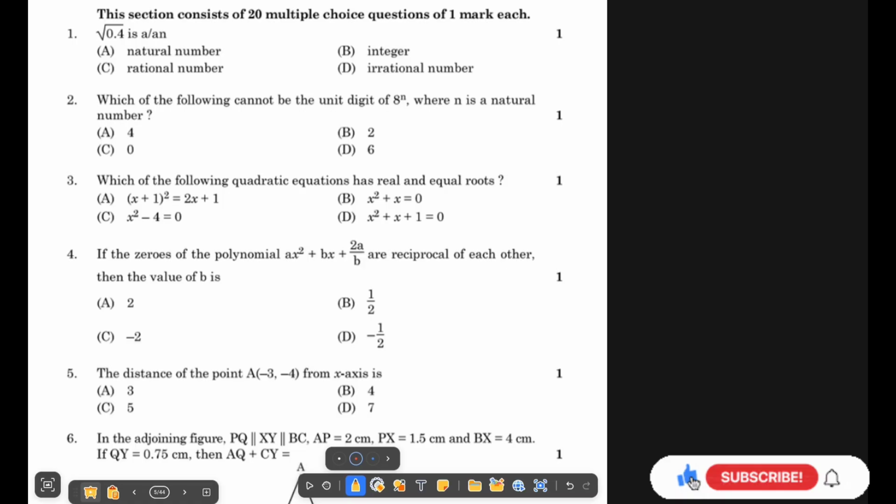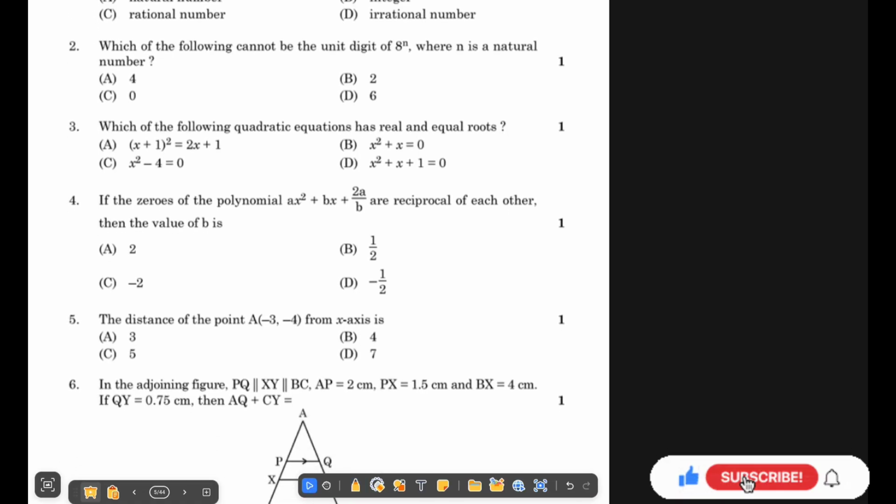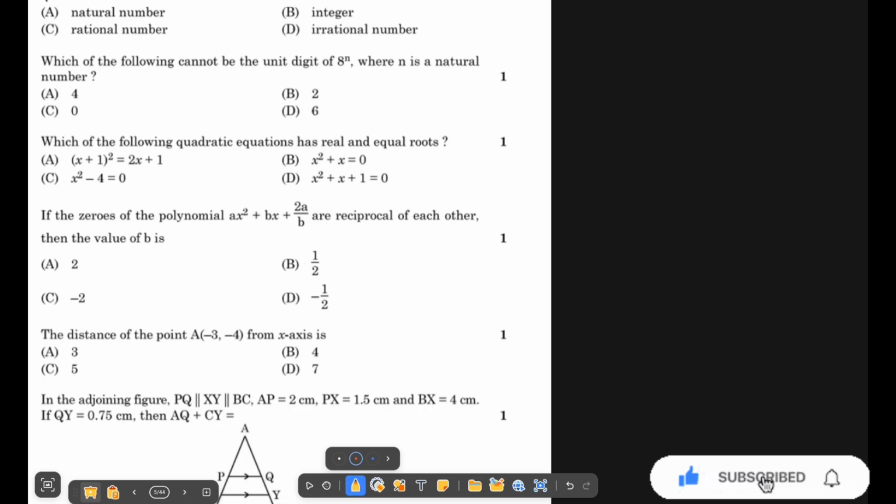Let's see the third question. Which of the following quadratic equations has real and equal roots? When a quadratic equation has real and equal roots, then the discriminant b square minus 4ac should be equal to 0. So your options are given. Let's take the first one.